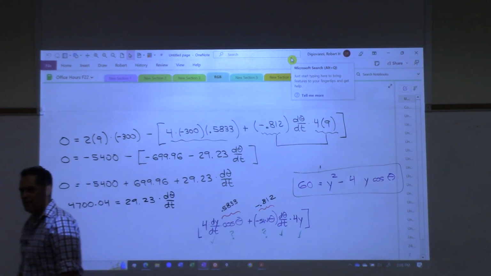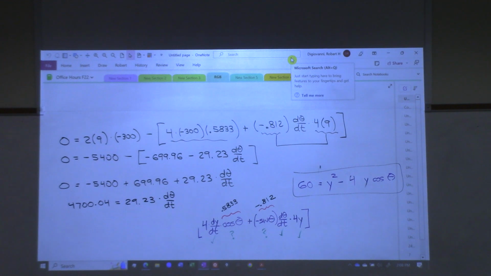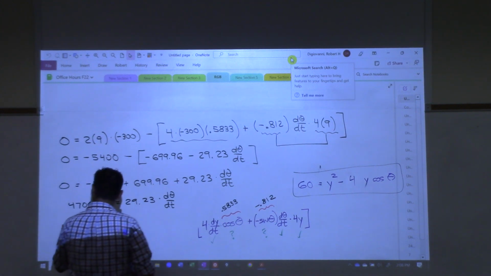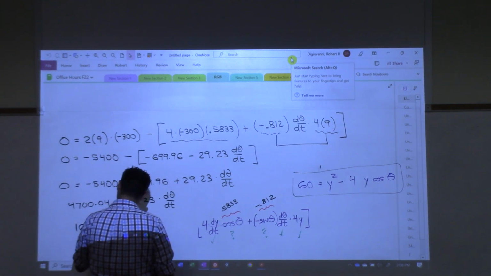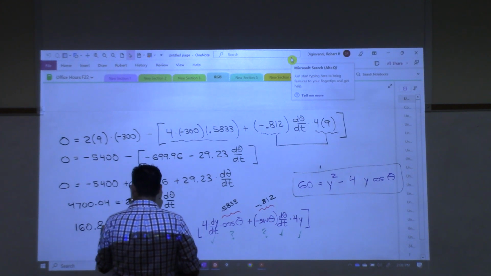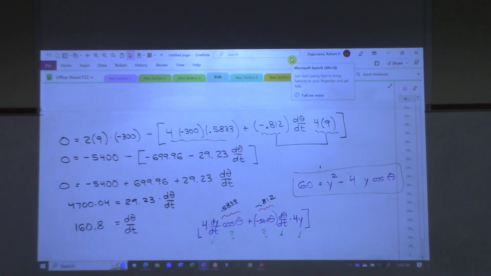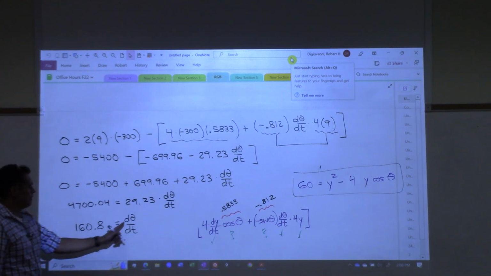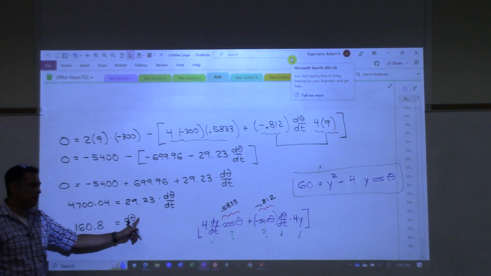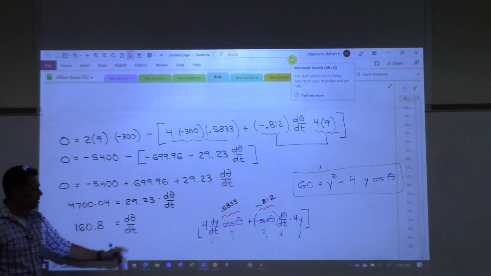Okay, we're almost there. And then divide. Take that answer and divide. You said that it was a negative, correct? Yeah, but I moved it to the other side. I get 160, point, let's say 8, is approximately equal to d theta/dt. Yeah, now we need the units. Does everyone follow all that? All right. What are the units on this? Radians, right? Angle is radians. Radians per second, right?